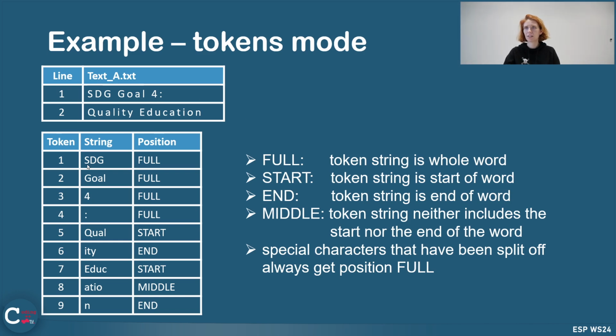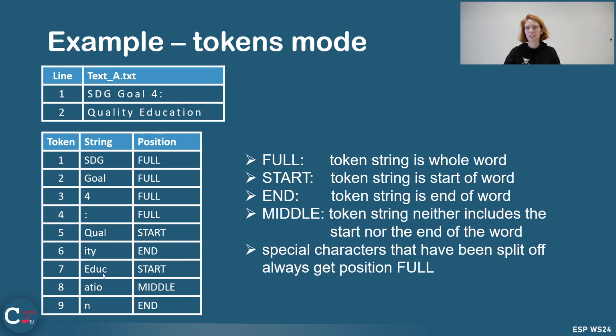So for example, if we look at this one, SDG, this is a whole word, so the position is full. Goal, also this one ends in a space here, so this is a whole word, position is full. Then the colon has been split off, so this is separate, and then we have the whole word, so the position is full. Then this is the special rule for special characters. These split off special characters always get the position full. And then for this one, for quality, we have qual, which is the start of the word, so position start. Et is the end of the word, so position end.